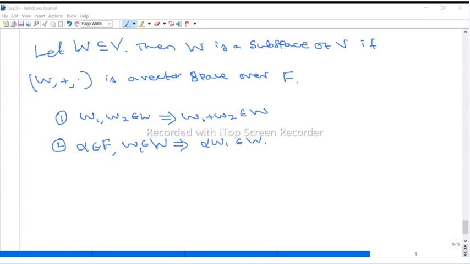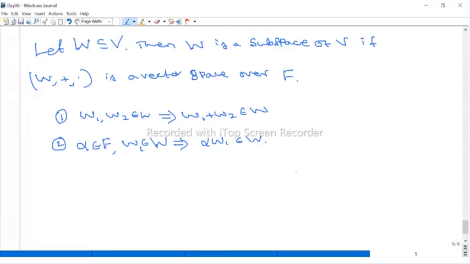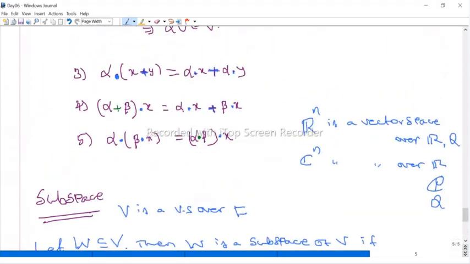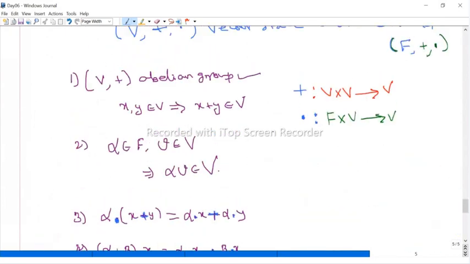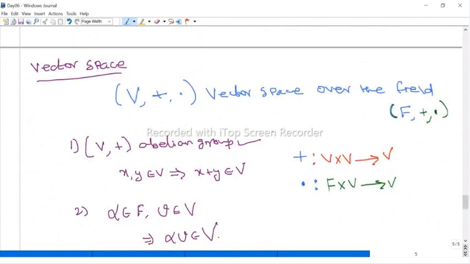No, first the condition should be a group with respect to addition. A set with respect to addition, first they form an abelian group. And then there is a relation between that and the field elements. So properties 2, 3, 4, 5 are satisfied. So first, with respect to addition, they form a group. That is the first condition. When we say V comma plus comma dot is a vector space, first with respect to the first operation plus, the set forms an abelian group.